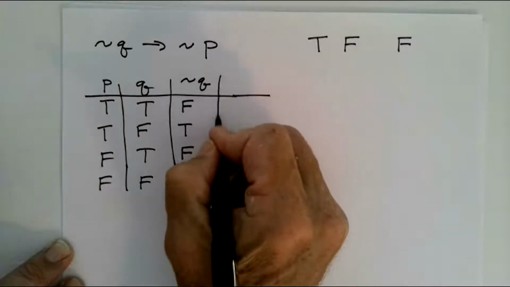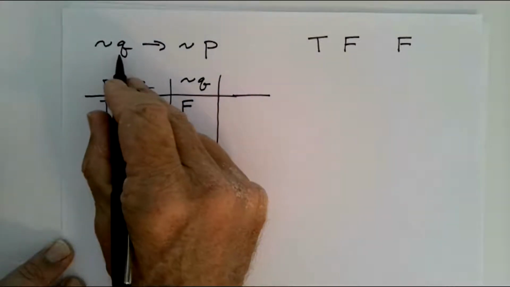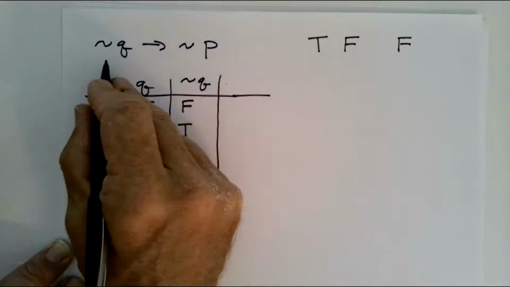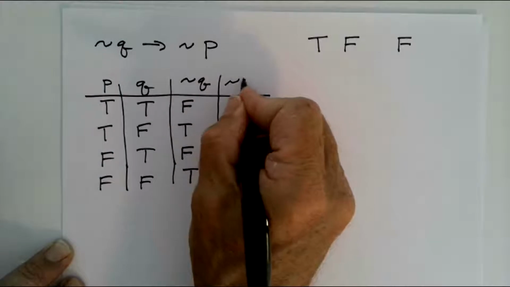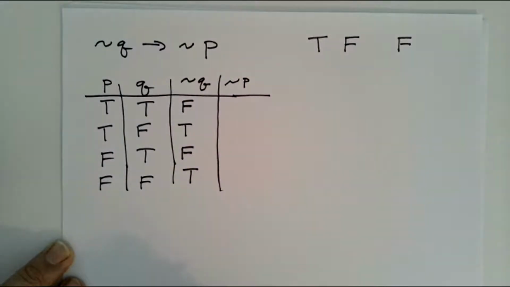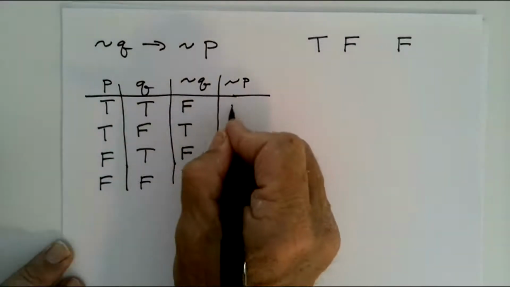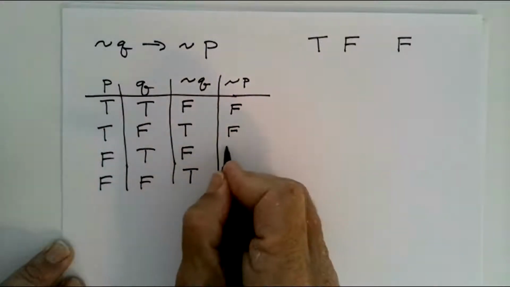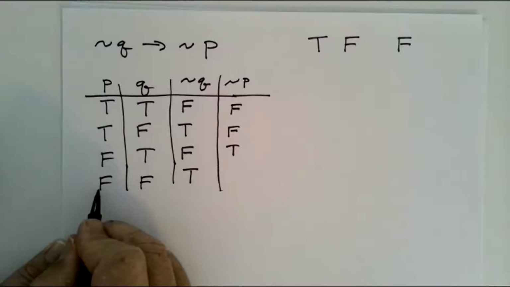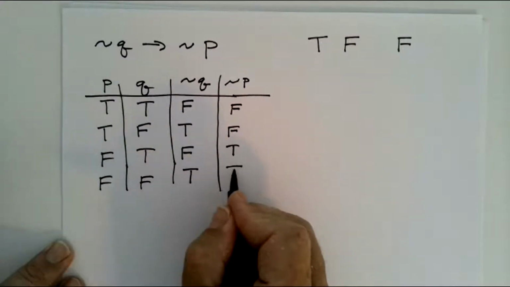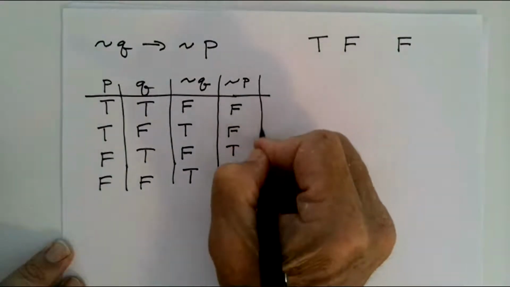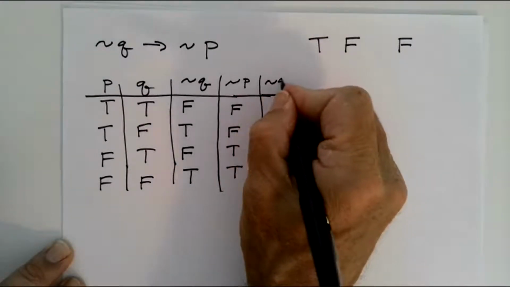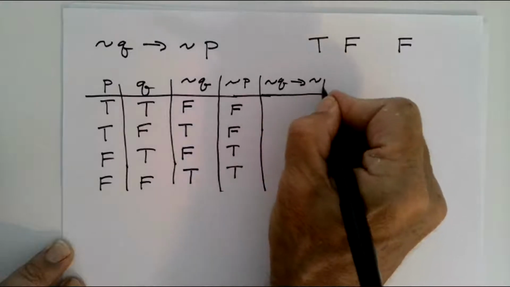And then I need a not P, because I want to look at not Q implies not P. If not Q, then not P. If Q is not true, then P is not true. Let's take a look at that. What is not P? P was true, so not P is false. P was false, so not P is true. And we want to go with what? We want to go with not Q implies not P.